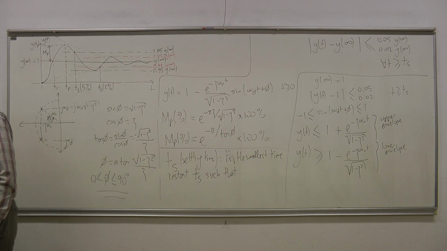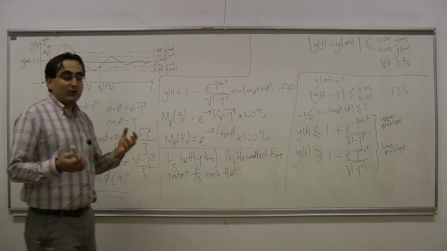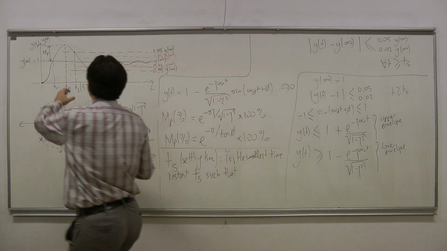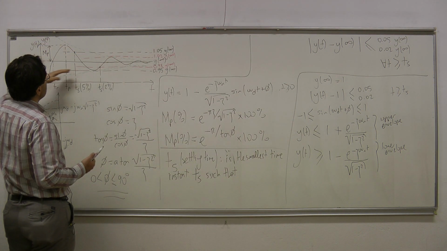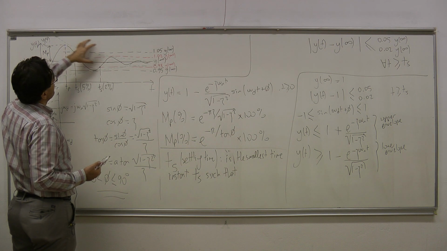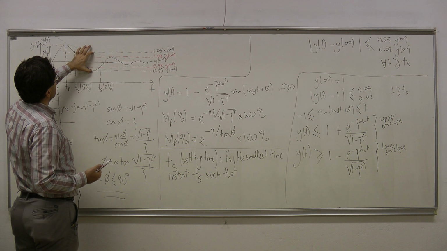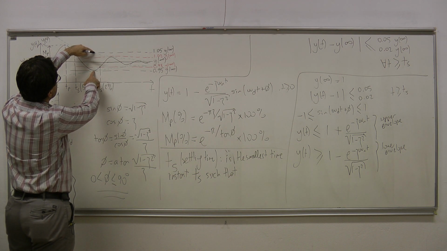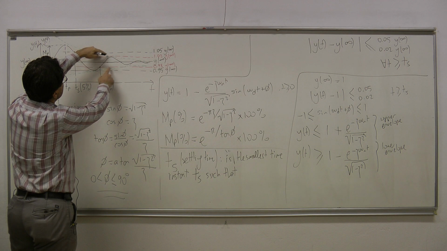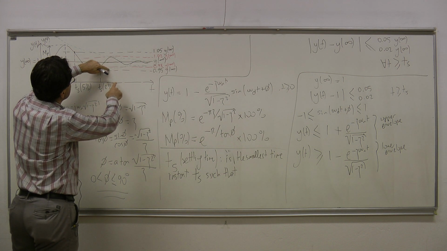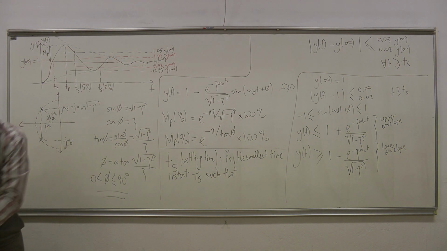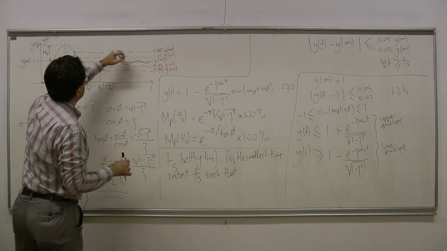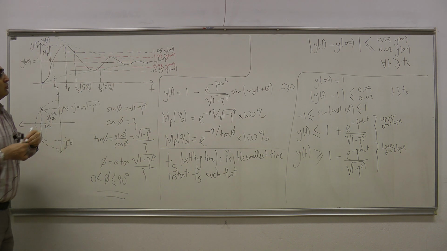Okay? So now the idea to find the settling time is to find the intersection of this envelope here with the percentage boundaries. Okay, if I find the envelope intersection with the 5% boundary and with the 2% boundary, these intersections should be at the same point. Sorry for my bad drawing here. It should be something like this.